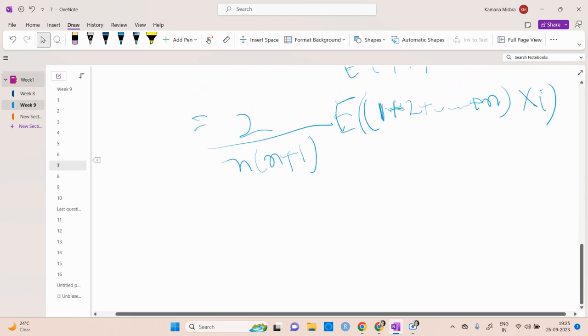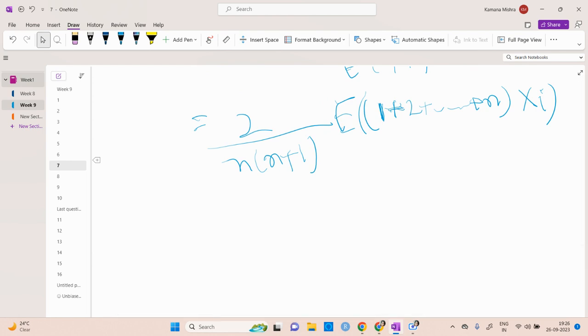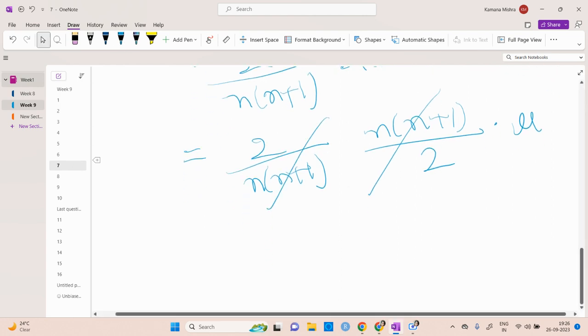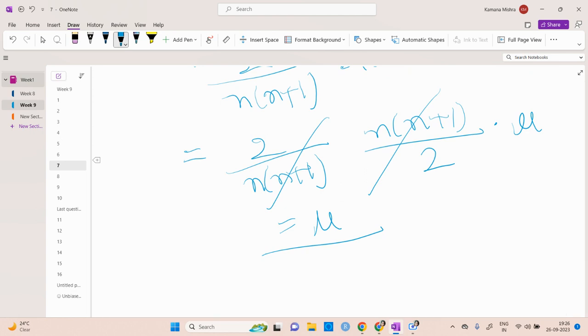So this summation of 1 plus 2 plus up to n is what? n(n+1) by 2, right? So this is n into (n+1) by 2. Expectation of Xi is what? Mu. So this will be cancelled out. It will be mu. So this is what we can say is that it is unbiased.